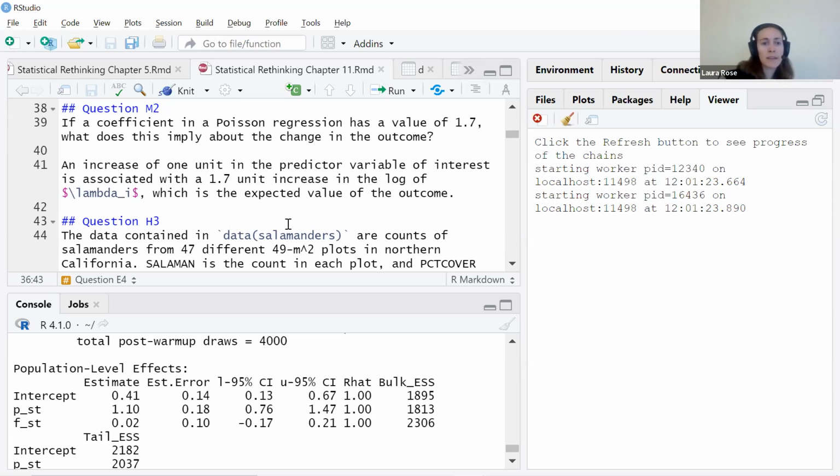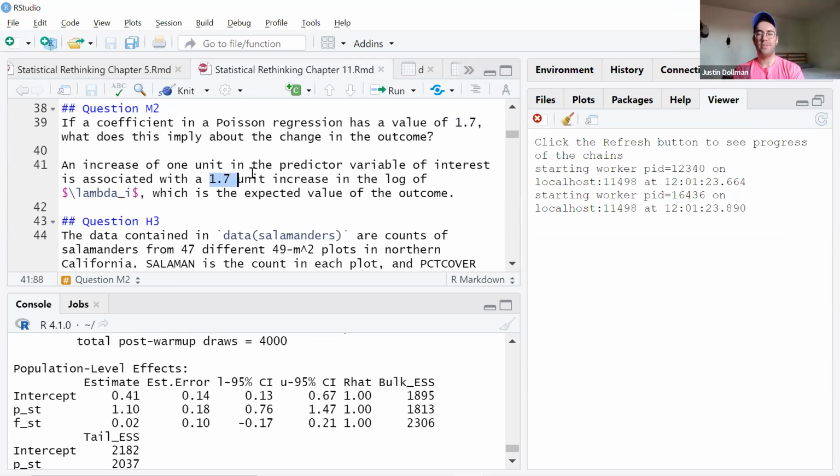How would you phrase that? I don't know if you did this one at all or not. Well, let's see. So a 1 unit change in the relevant predictor would have e to the 1.7. Is that what you wrote? You said 1.7 unit increase in the log, but I guess if we were transforming it to not log, that would make sense.